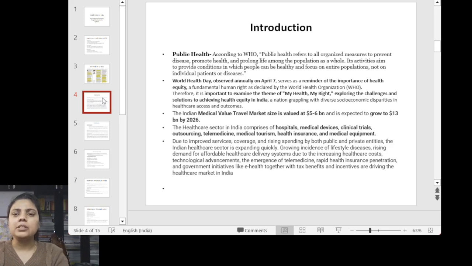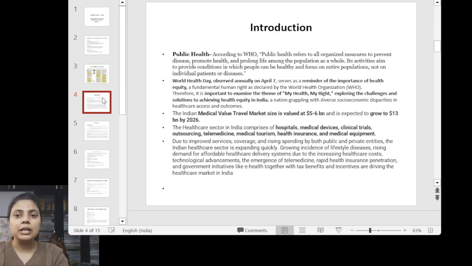Apart from that, I have given certain factual information which you can write in your notebook, and that will help you to enrich your mains answer. Like Indian medical value travel market size is around 5 to 6 billion, and it's going to expand to around 13 billion by the year 2026. So this is something you can use in your mains answer writing also.